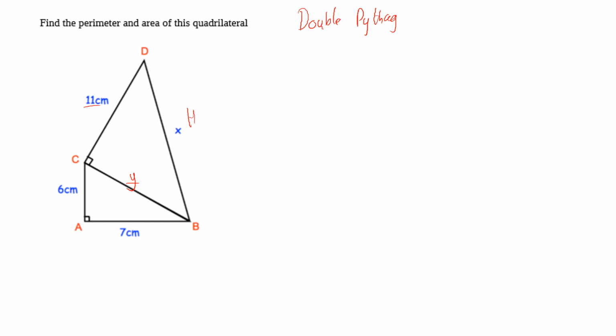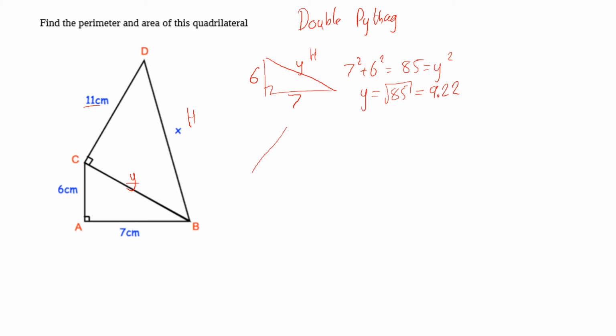And I'm going to do that by thinking about the little right-angled triangle here. So our little right-angled triangle has a base of 7, a side of 6. We're trying to find y, which is the hypotenuse, so we're going to add them. So 7 squared plus 6 squared is equal to 85, which is equal to our y squared. And then we're going to square root that to find out what y is, which is going to give us 9.22.